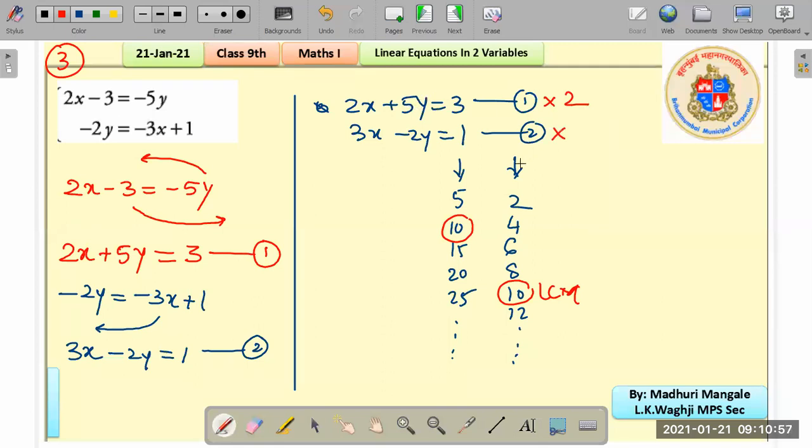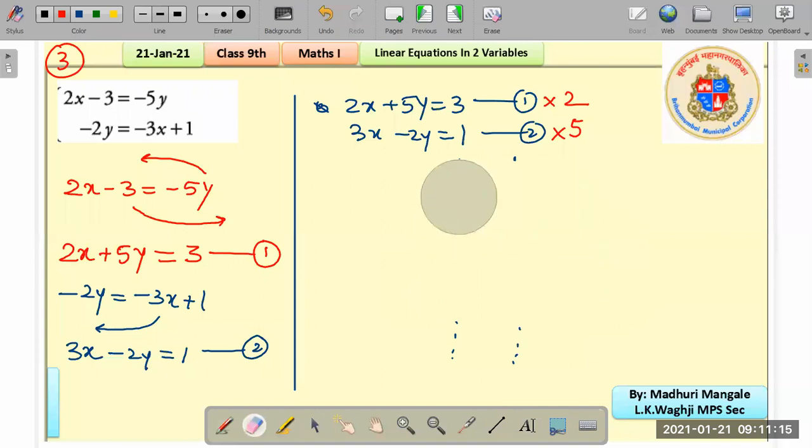Likewise, what should be multiplied to 2y to make it a 10y? So 2 times what is 10? 2 times 5 is 10. So we are multiplying the second equation by 5. Okay, so this is a very easy method to check what should be multiplied to make the x terms or the y terms same. We can find the LCM first and then accordingly multiply to get that LCM.